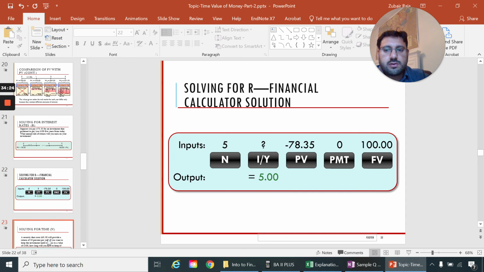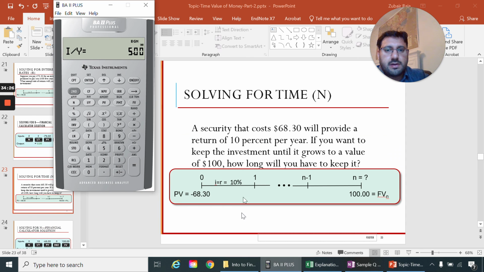Now in another question, let's suppose if you have 68.3 and this is what you are actually investing at 10%, and you want to withdraw this amount when it becomes equal to 100. So you want to know that what is that time period in which this $68 will be converted into 100. So 68.3 minus is the present value. What is your N? This is what you need to find. Whatever you need to find, you have to press it in the end.